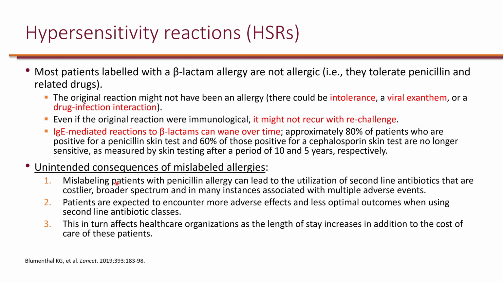Now, there could be serious unintended consequences of mislabeled allergies. So one is that mislabeling patients with a penicillin allergy can lead to the utilization of second-line antibiotics instead of preferred first-line antibiotics, which are costlier, broader spectrum, and in many instances associated with multiple adverse events. The other thing is that patients are expected to encounter more adverse effects and less optimal outcomes when using second-line antibiotics instead of first-line. And this in turn affects healthcare organizations as the length of stay increases, in addition to the cost of care of these patients.